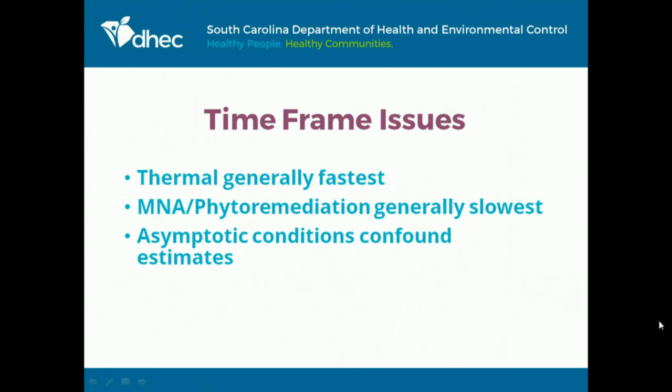And as I said, asymptotic conditions, when you get down to a certain point and it just won't go any lower, really make it difficult to estimate. Are we talking decades? Are we talking 50 years? If we don't really have a feel for back diffusion, we're not going to really know for sure.